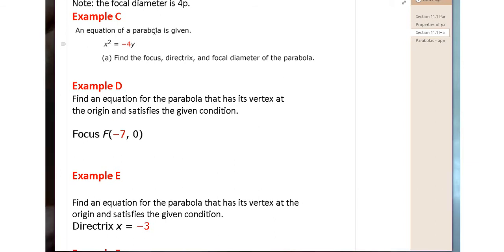Now personally, I don't really worry about the 1 being negative or positive. I just know that it has to be below here, so at the point 0, -1. And then this distance also has to be a distance of 1. So basically I'm just using the absolute value of this. And that would be y equals 1.